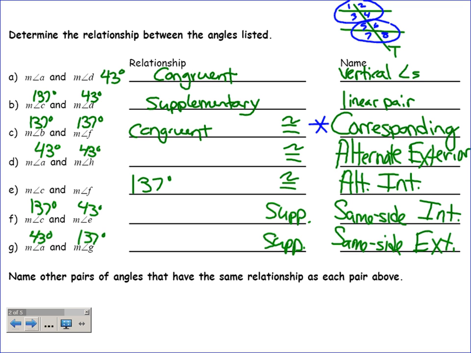Alternate exterior, that's like 1 and 8, or it's like 2 and 7. 2 and 7 are also alternate exterior angles. I guess I could use the letters that are on yours. That would make more sense to you guys. Alternate interior would be like C and F, or like D and E. D and E are also alternate interior angles. Same side interior would be C and E, or D and F. Same side interior, we just did those. Same side exterior would be like A and G, or B and H. So those are where we're at.